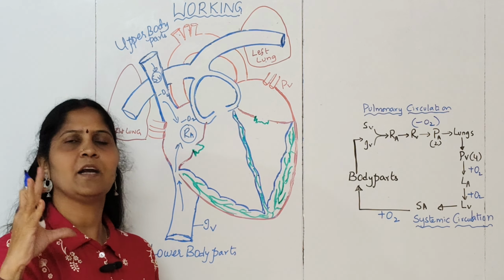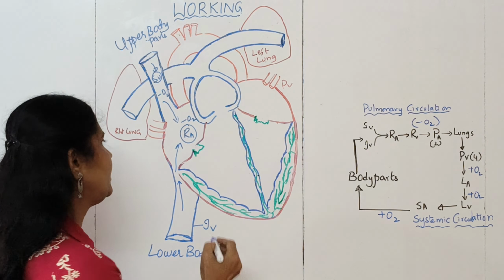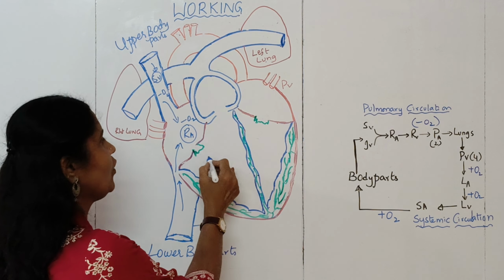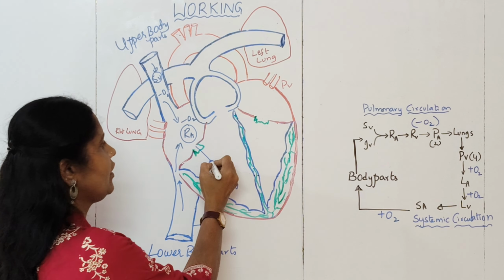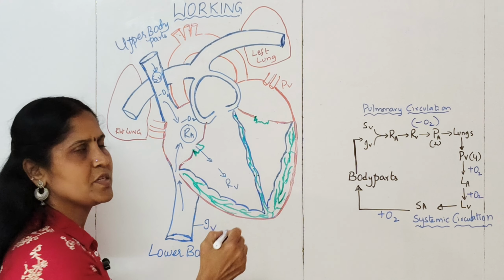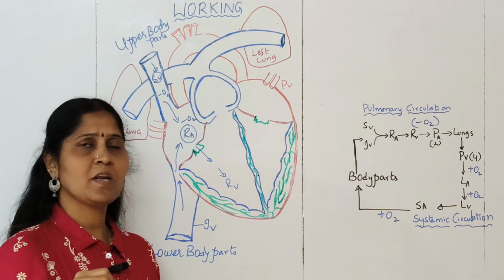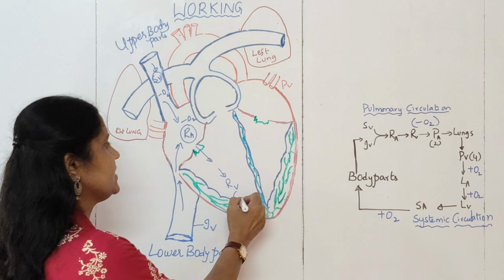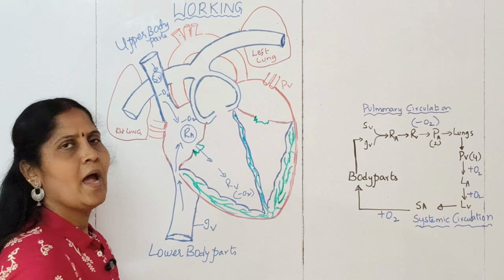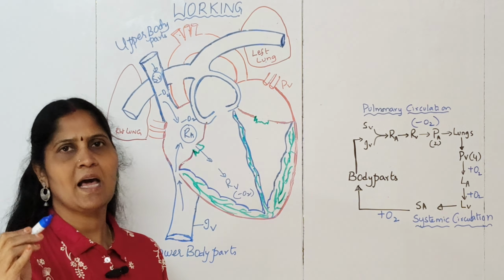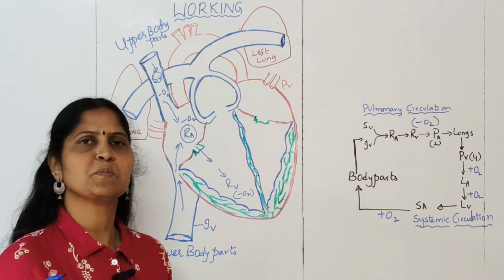From there, once the right auricle is filled, the blood will flow into the right ventricle through the opening, which is the auriculoventricular aperture here. Through that aperture, the blood will flow into the right ventricle. Which type of blood is flowing into the right ventricle? Yes, it is deoxygenated blood. And we have the valve here. The valve on the right side is the tricuspid valve.